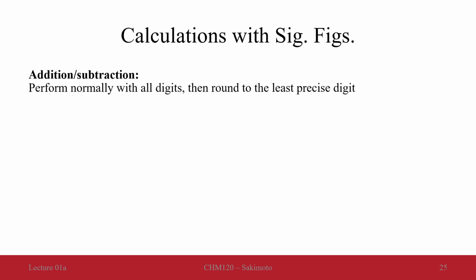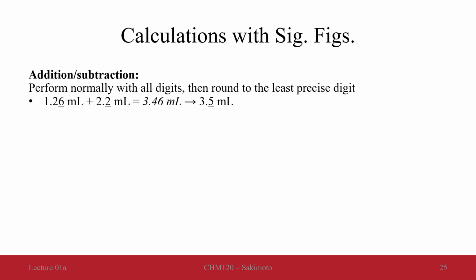For that, we have a couple of rules that take some time to memorize, but we'll practice them again and again. If we add or subtract two numbers, or a series of numbers rather, we first perform the calculation normally. We keep all the digits, we plug everything into our calculator, and then at the very end, we round to the least precise digit.